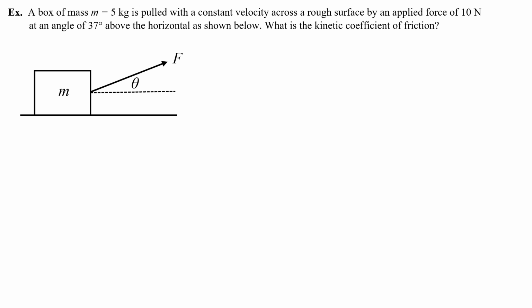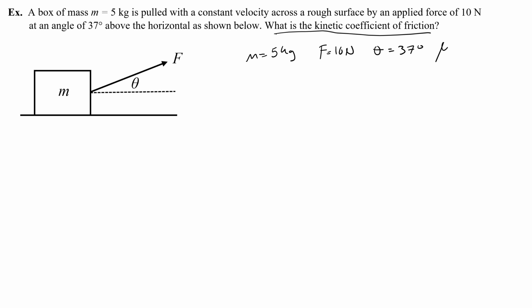A box of mass m equals 5 kilograms is pulled with a constant velocity across a rough surface by an applied force of 10 newtons at an angle of 37 degrees above the horizontal as shown below. What is the kinetic coefficient of friction? Okay, well, I've got m equals 5 kilograms. I've got the applied force of 10 newtons. The angle is 37 degrees.